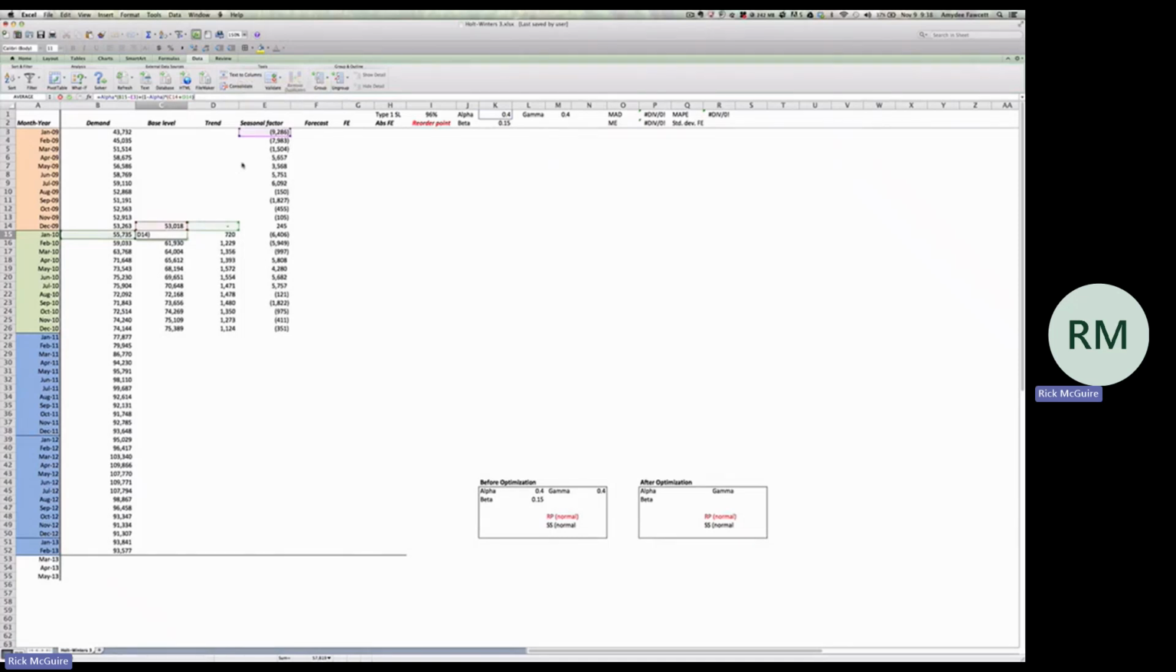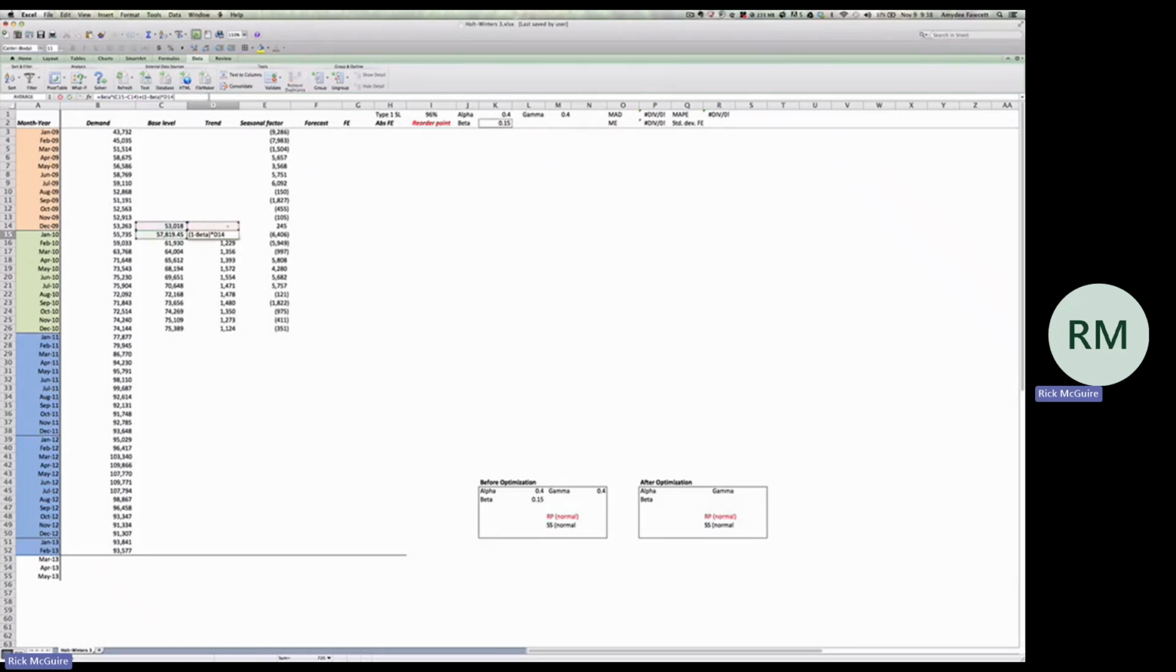Negative $9,286, that is. And then we added 1 minus alpha, that's the other weighting component, and that consists of the base level from the previous period augmented by the previous trend estimate. So you see, this is our weighted average estimate of the base level. Likewise, we implement similar approaches for trend and seasonal factor.